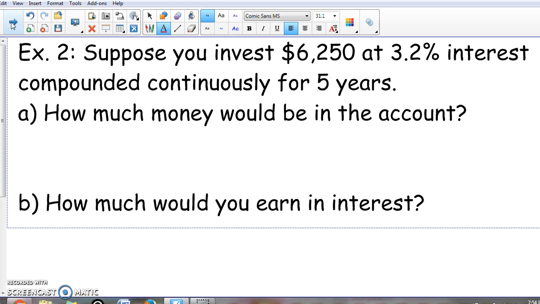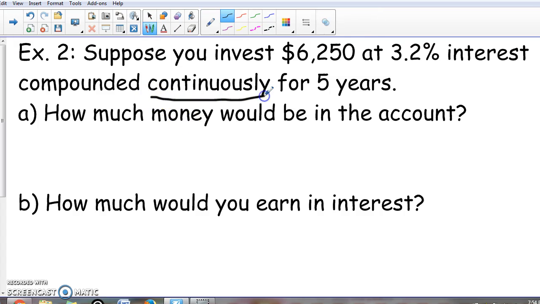Here's example 2. It's the same type of problem. So it says, suppose you invest $6,250 at 3.2% interest, compounding continuously for 5 years. So when you're writing this, underline the word continuously. That tells me I'm going to use the Pert formula again. How much money would be in the account?